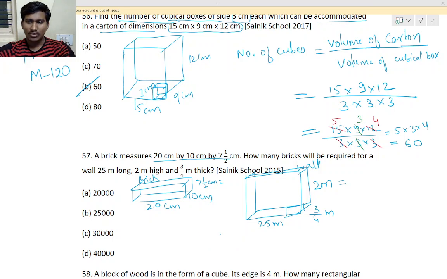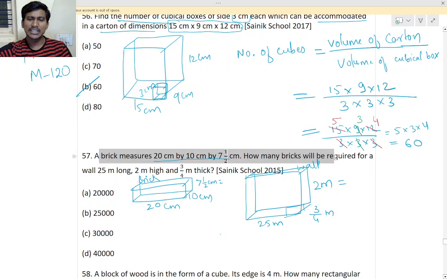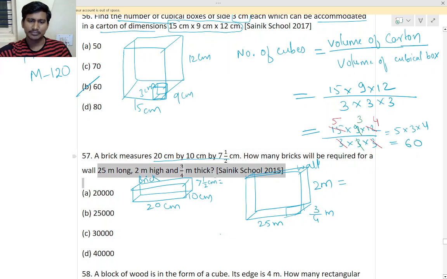So students, question 57. See here: a brick measures 20 by 10 by 7.5 centimeter. How many bricks will be required for a wall 25 meter long, 2 meter high and 3 by 4 meter thick? So it is the same way as question 56, but here there is a little bit of change.